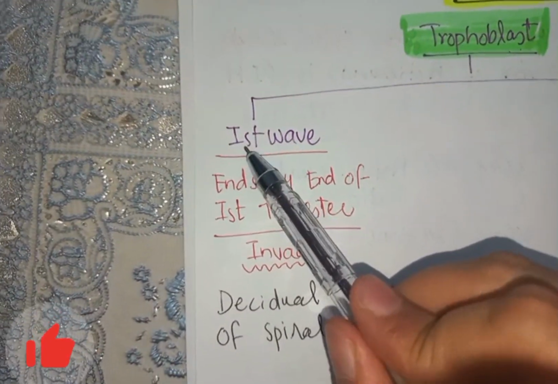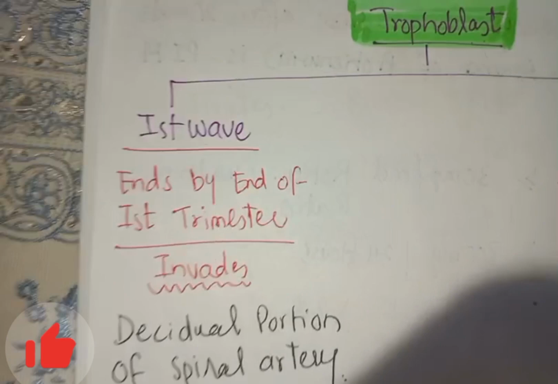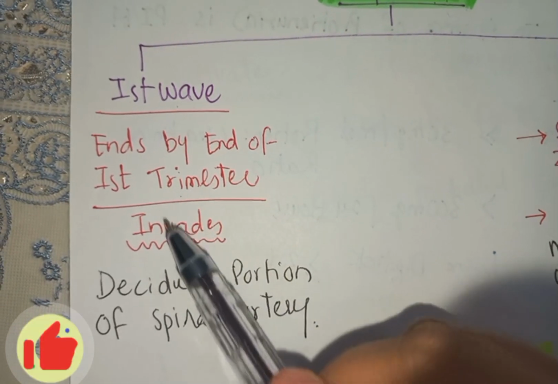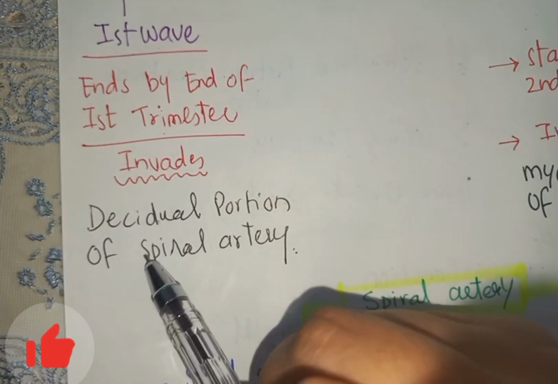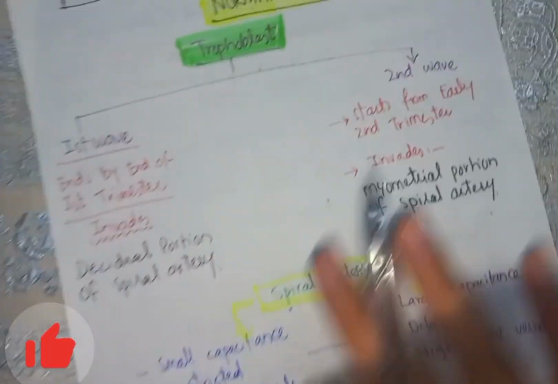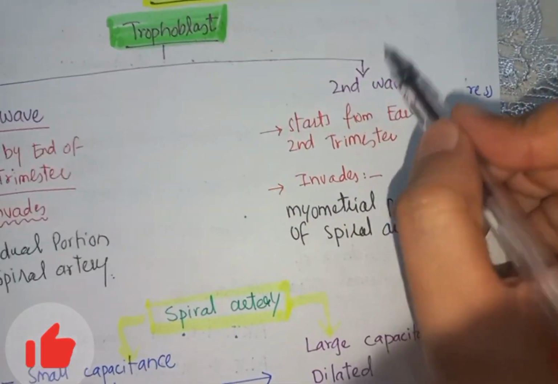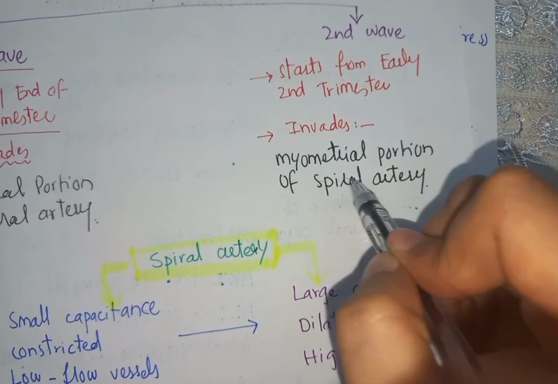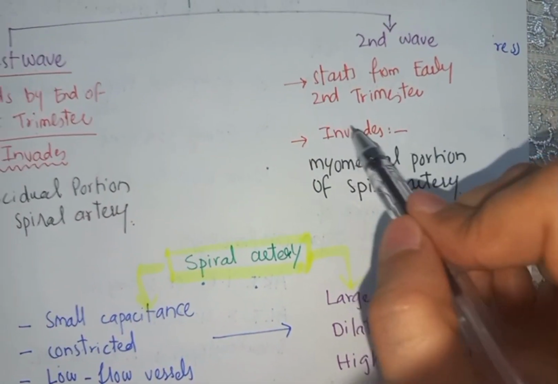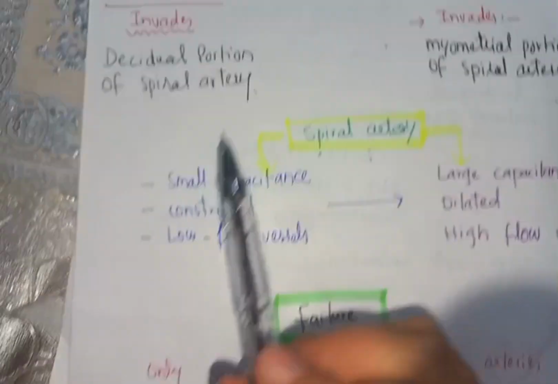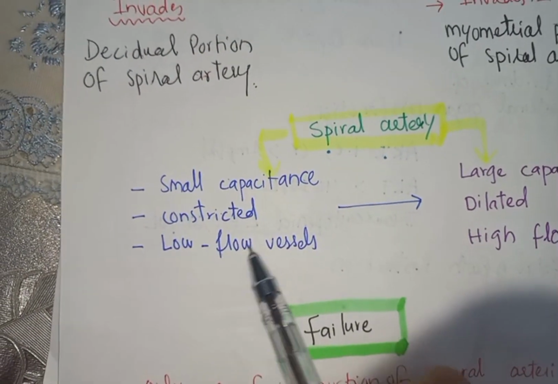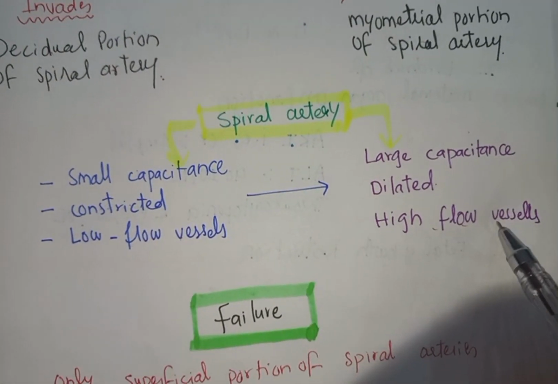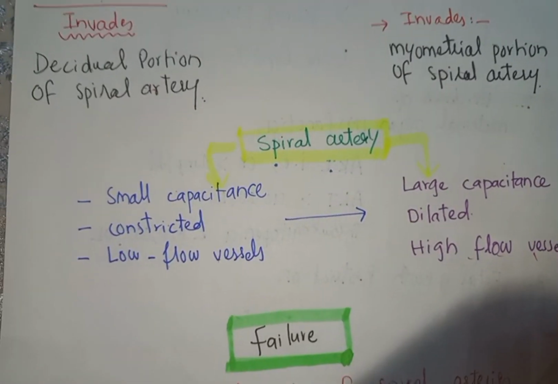There is a first wave of trophoblastic invasion, which ends by the end of the first trimester, and it invades the decidual portion of the spiral artery only. Then there is the second wave of trophoblastic invasion, which starts from the early second trimester and invades the myometrial portion of the spiral artery. What is the purpose of this invasion? The spiral arteries, which were previously small capacitance constricted low flow vessels, are changed into large capacitance dilated and high flow vessels, which is essential for normal placental function.